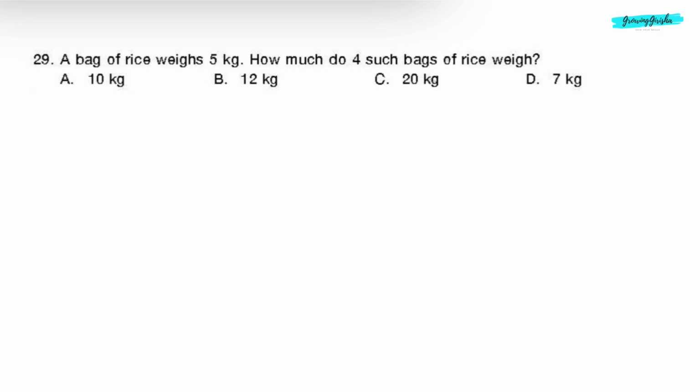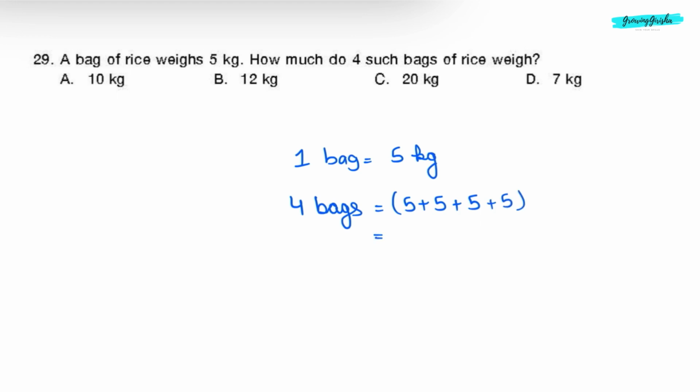Question 29. A bag of rice weighs 5 kg. How much do 4 such bags of rice weigh? One bag weighs 5 kg. So 4 bags will weigh 5 plus 5 plus 5 plus 5, which is 20 kg. So option C will be the correct answer.